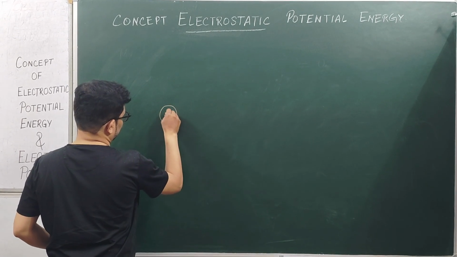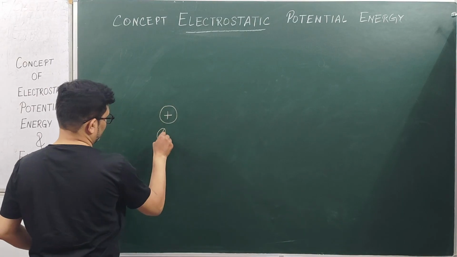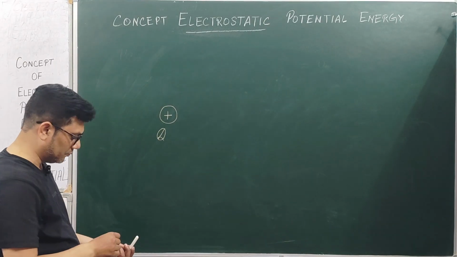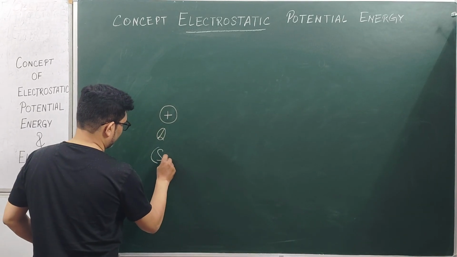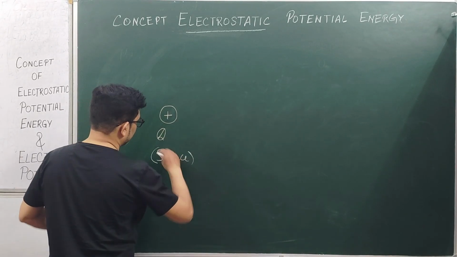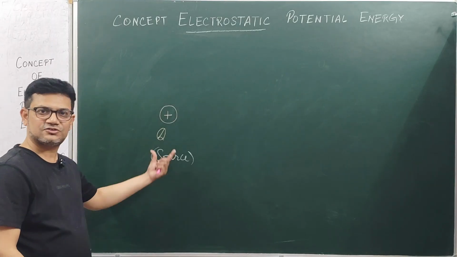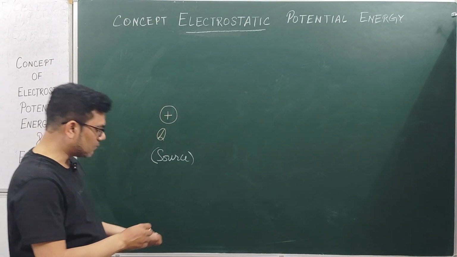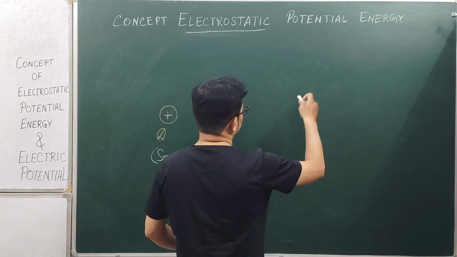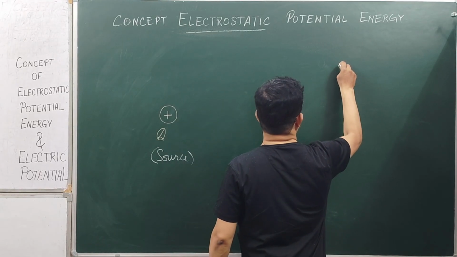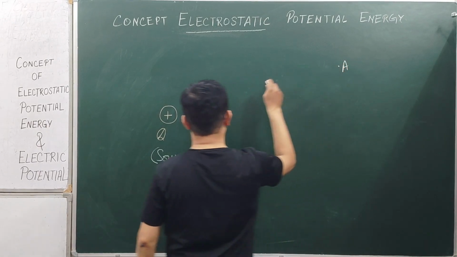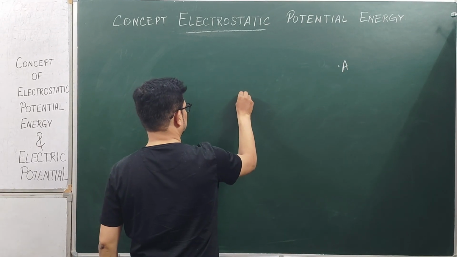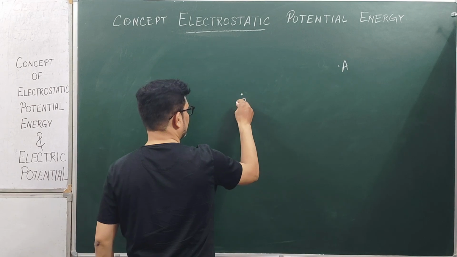Here we have a positive charge, which we denote by capital Q, and we term this the source charge. Why? Because of this stationary charge, there is a field created. Somewhere here, at any point, suppose we take a finite distance. Suppose we take a point here, A, and from A we want to reach this point P.